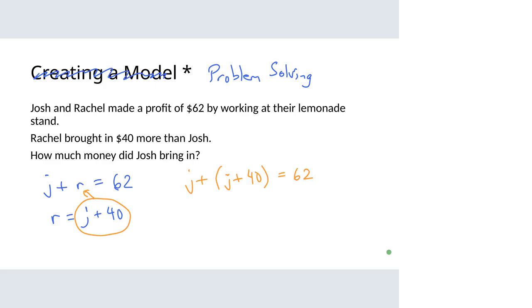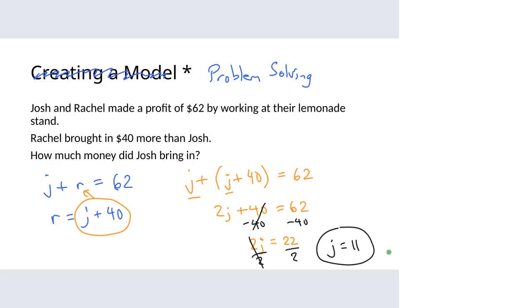We can simplify here. J plus J, that's 2J plus 40 is 62. And now we have an equation to solve. We'll subtract 40 from both sides so that those cancel. And now we have 2 times J is 22. And then finally, one more step to go here. We'll divide by 2 on the left to get those to cancel. Divide by 2 on the right. And Josh brought in $11. And that's the answer to our question.